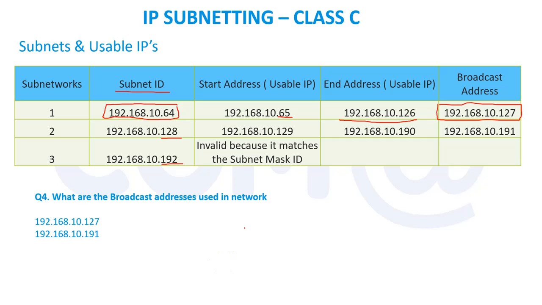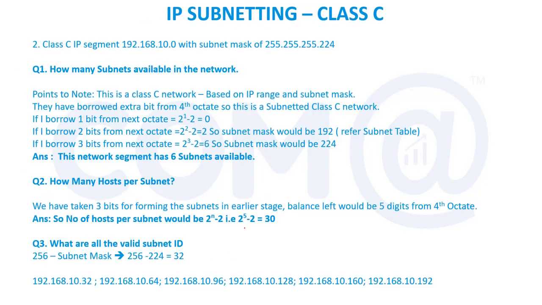So hope this is clear now. Class C subnetting. We'll see another example. Don't worry. So here it is, a Class C subnet. It's the same thing, but I'm just changing the mask. So it is 224 now instead of 192. I'm just taking 224 and doing the same calculation.